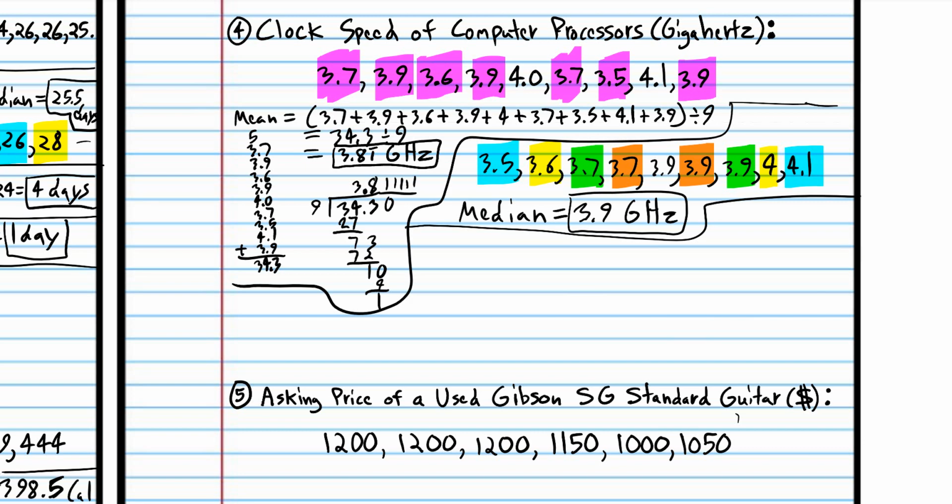All right, so now we're going to find the mode. Go ahead and find the mode, and when you come back, we'll do it together. All right, we're back. 3.9 appears 3 times, which is more than any other number, so the mode is going to be 3.9 gigahertz. So if you got 3.9 gigahertz, good job.